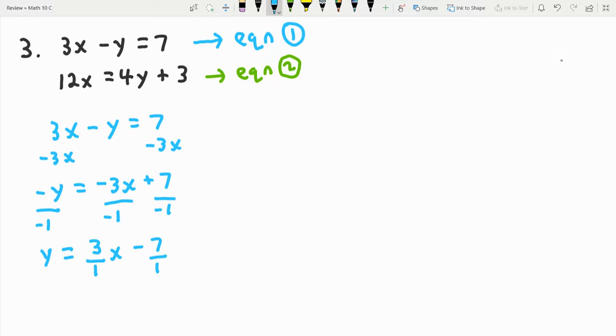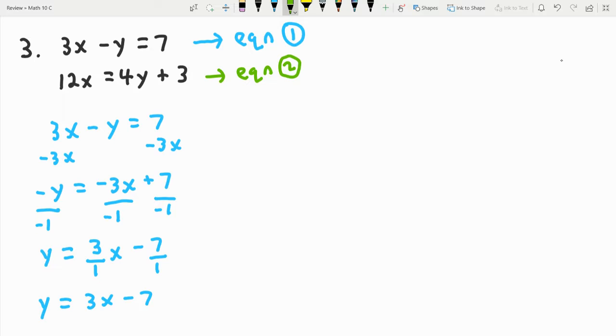Now what I can do is simplify and reduce. Remember, I don't want any integers left in fraction form to finish off. So I'm going to reduce some more. 3 divided by 1 can be written as 3, so I would write it as 3x. And because 7 over 1 can be written as 7, I would write it as minus 7. So y equals 3x minus 7 from equation 1, and now it is isolated for y. So now I can plug that into equation 2.